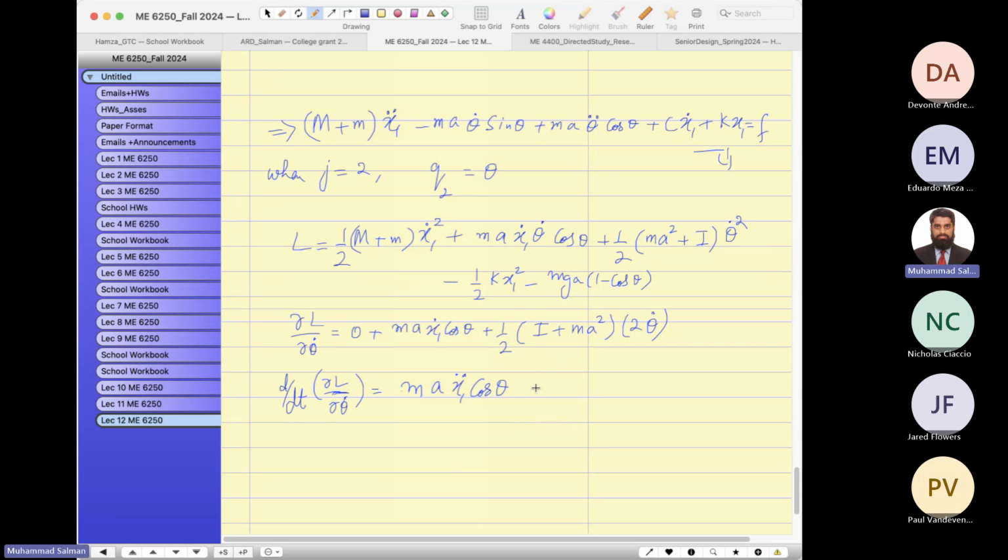theta and plus half I plus ma square. This half is cancelled by the 2 in the numerator. In the second term, you got to take the derivative of theta. Second term, this one? No, ma x1 dot cosine theta, you got to do the chain rule. It's x1's time derivative and then theta's time derivative. Yeah, so you have to apply the product rule here. So let's do the product rule here.